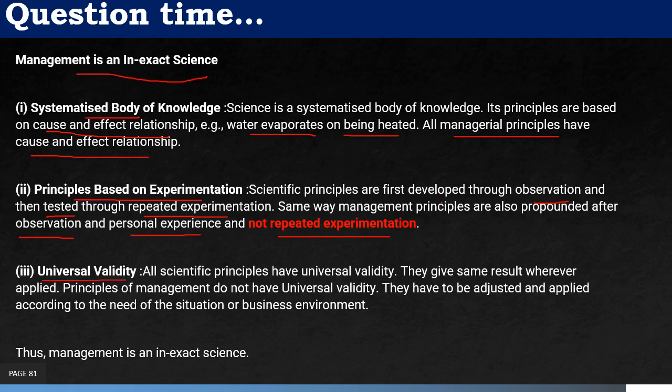Then universal validity. All scientific principles have universal validity, which means wherever you do the experiment, it gives you the same result. Principles of management do not have universal validity. They have to be adjusted and applied according to the needs of the situation or business environment. Thus, management is an inexact science.